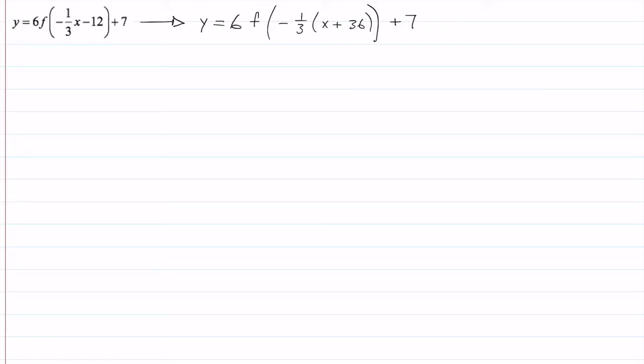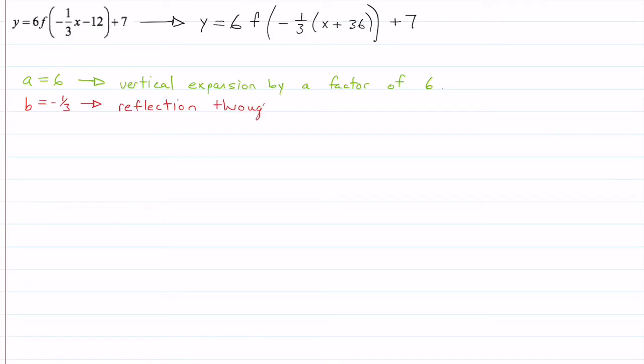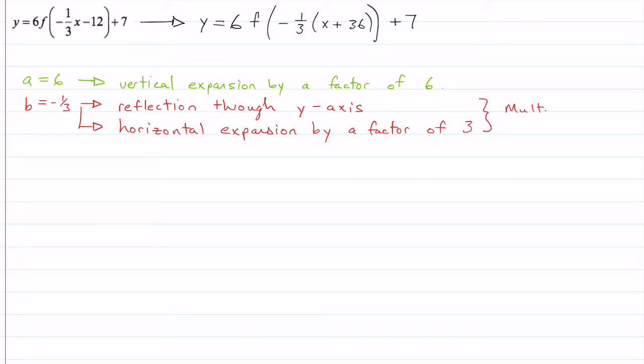So now I know a equals 6, which is a vertical expansion by a factor of 6. My b value, just inside of f, is negative 1/3, and the negative shows that it's a reflection through the y-axis. The 1/3 is a horizontal expansion by a factor of 3. Together, those two work together, and that means I'm just going to multiply the x values by negative 3.